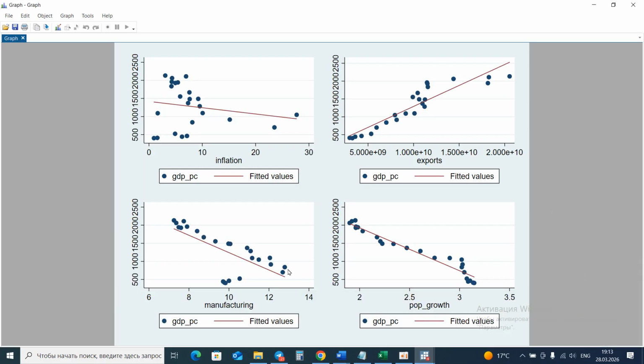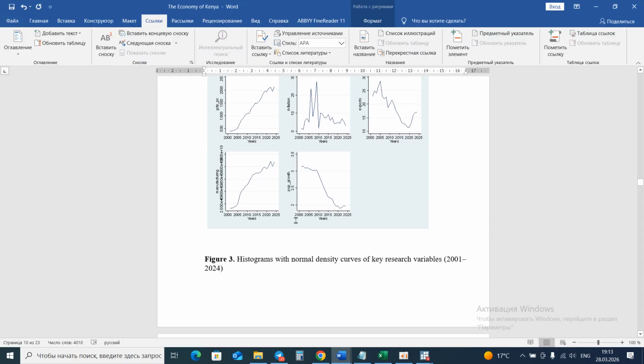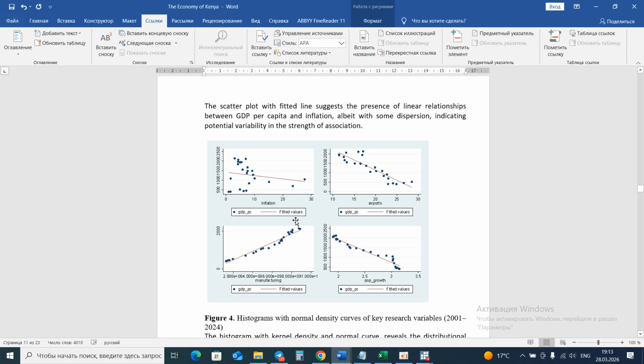So here is also our graph combined so that we can see and notice that exports and population growth have a significant influence on GDP per capita. We also copy it and paste to our Word.